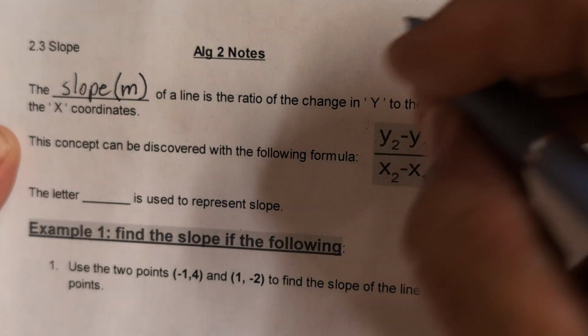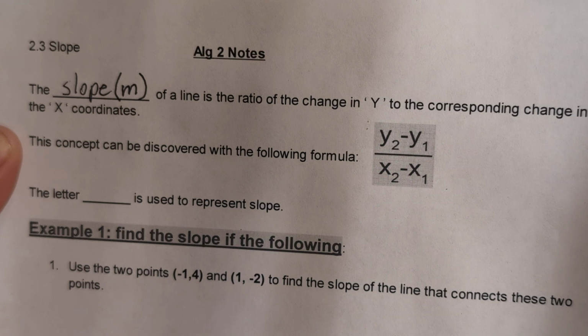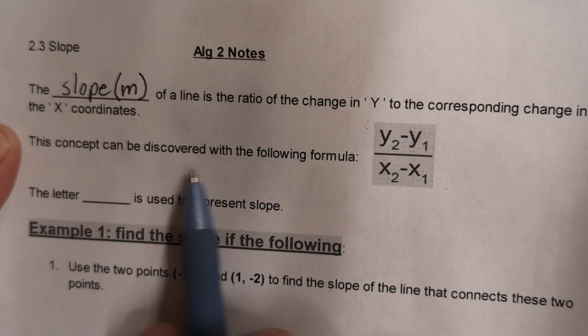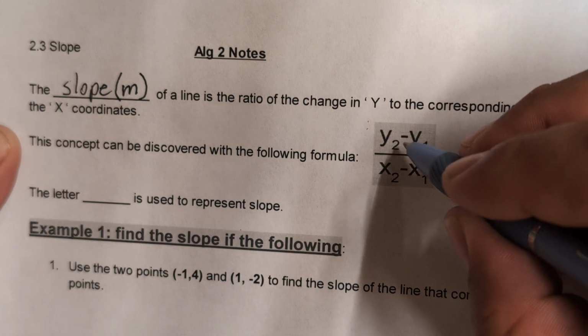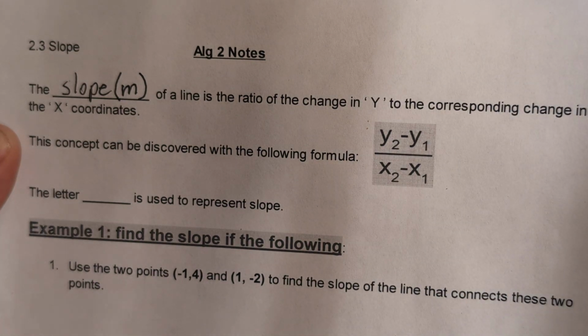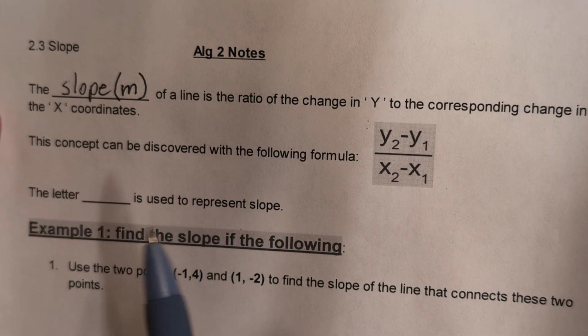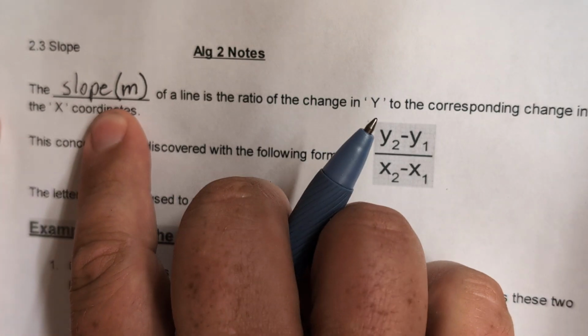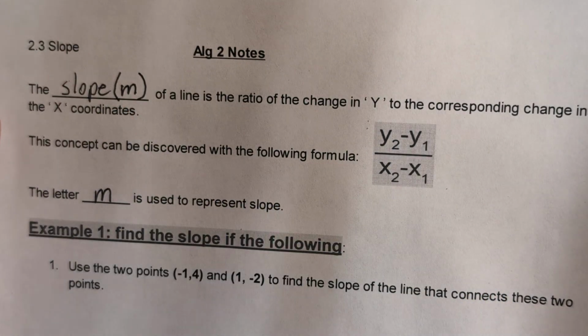So if I have 2 points, then it is a change in y over the change in x. This concept can be discovered with the following formula: y2 minus y1 over x2 minus x1. Hopefully this seems familiar to you. The letter M, and again, every time we write slope today, we will remember to put M there. They need to mean the same thing in your eyes. Letter M is used to represent slope.